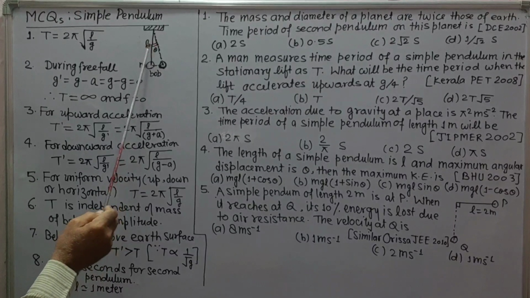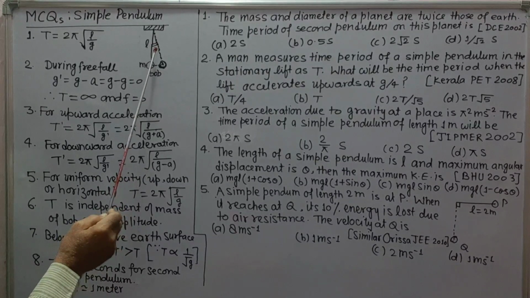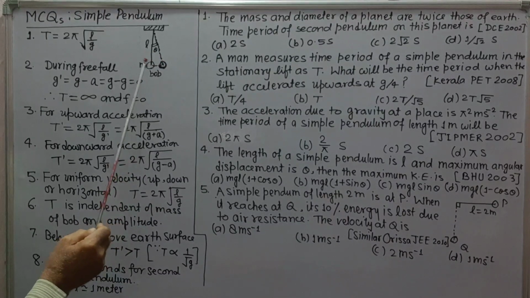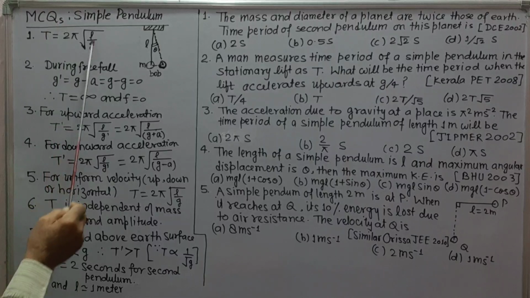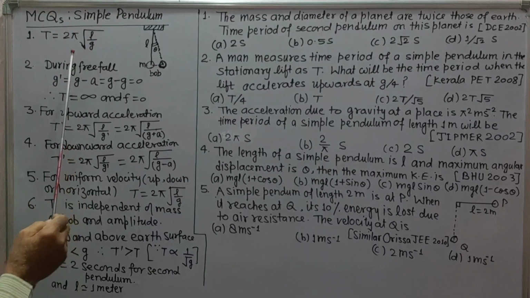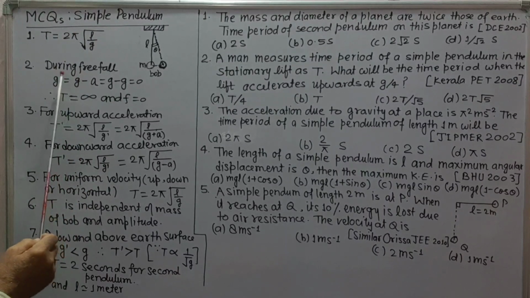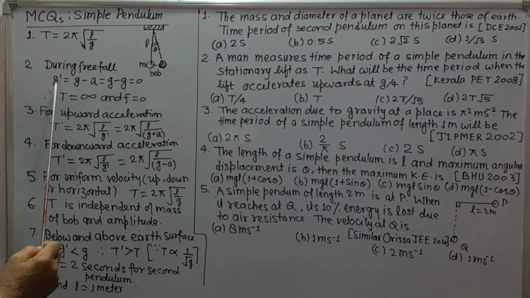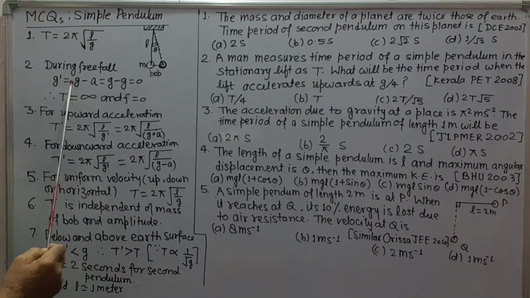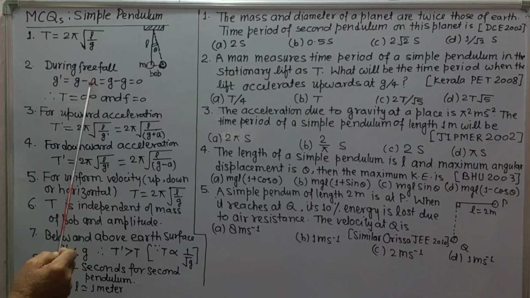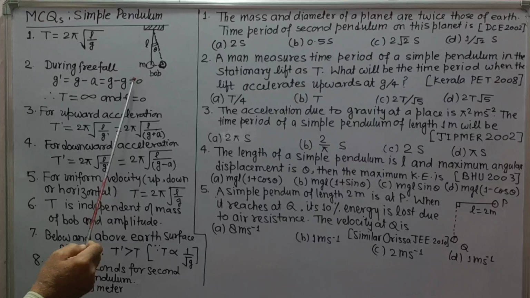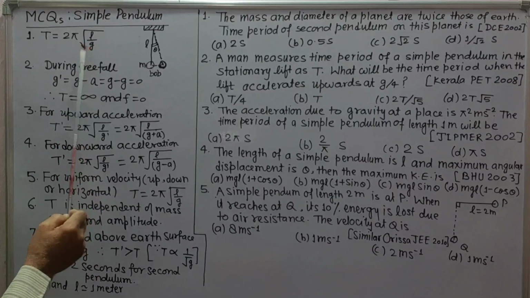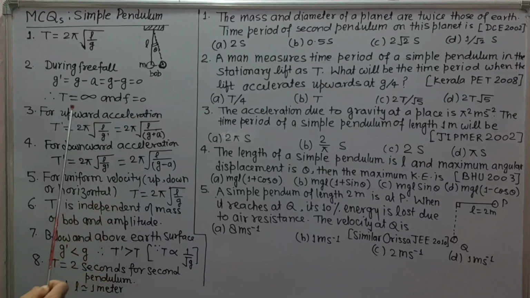This is a simple pendulum of effective length L having bob of mass m. When it is slightly displaced through small angle theta from mean position to the displaced position, then its time period is given by T is equal to 2 pi under root L by g. During free fall, effective acceleration due to gravity becomes g dash is equal to g minus a, where a is also equal to g, therefore g dash is 0, and from this relation time period will be infinite and frequency will be 0.